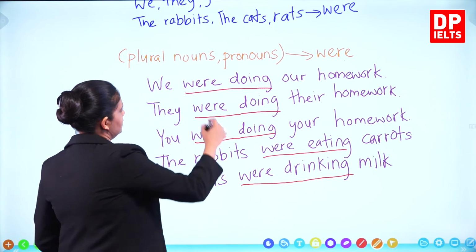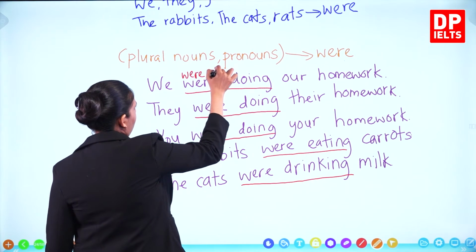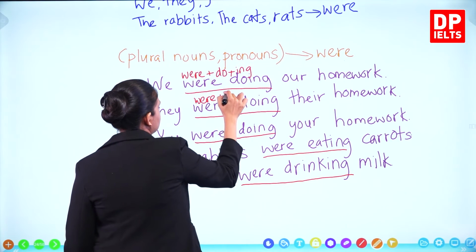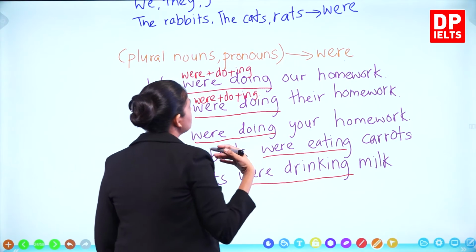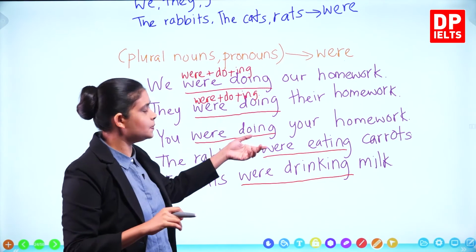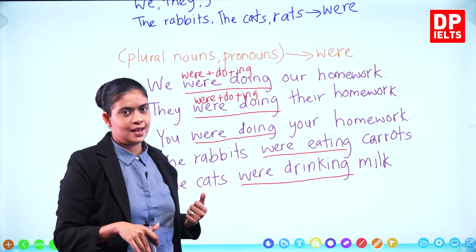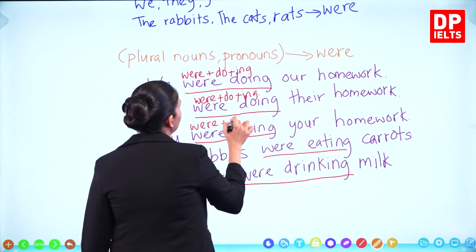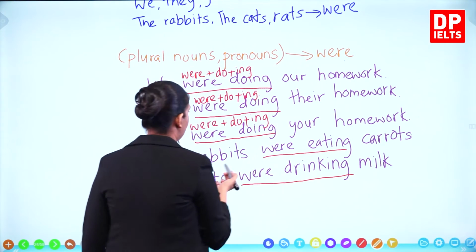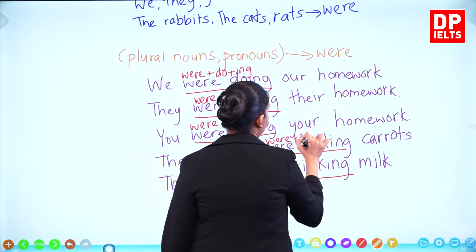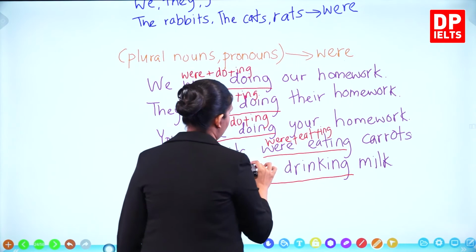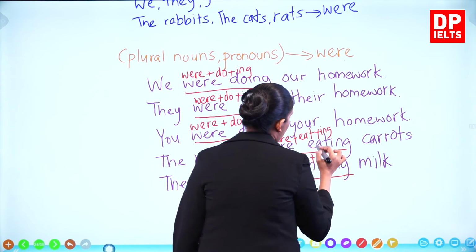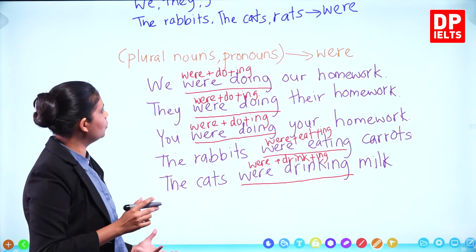Now, because it is the form were plus the verb do plus ing. In this as well, were plus the do plus ing. Now, some of you would have the question, Miss, can we use different verbs? Yes, of course. I'm leaving this as the same verb so that it is easier for you to understand. But you can change it to any verb that you like which has a meaning. Okay? Were eat plus ing. Were drink plus ing. Right?